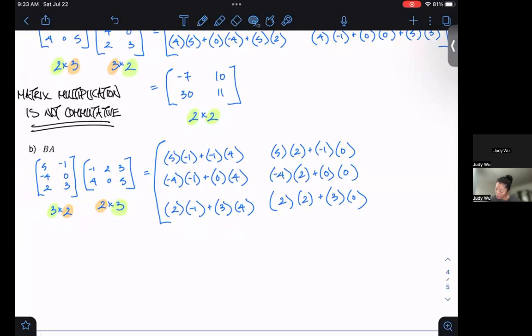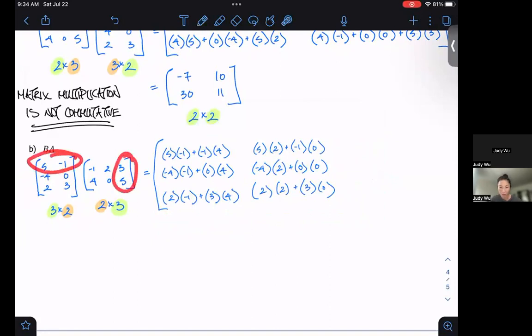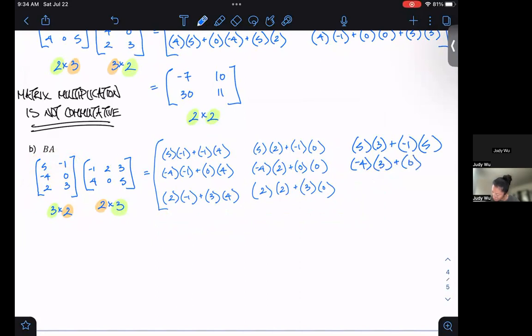Okay, now, beauty of the tablet, I'm going to shrink this in a little bit to give myself enough room for the last one, which will be first row, third column. Second row, third column. Third row, third column. Okay, so 5 times 3 plus -1 times 5. -4 times 3 plus 0 times 5. And then finally, 2 times 3 plus 3 times 5.